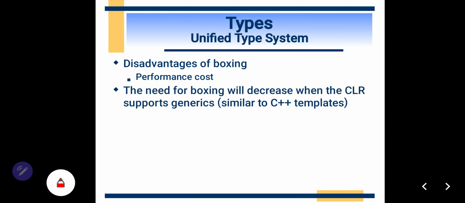Disadvantages of boxing: performance costs. The need for boxing will decrease when the CLR supports generics, similar to C++ templates.